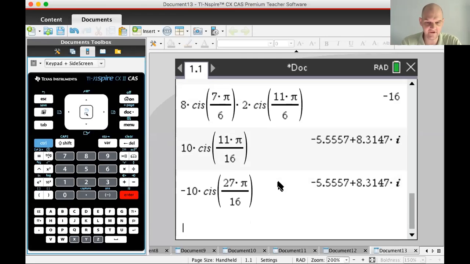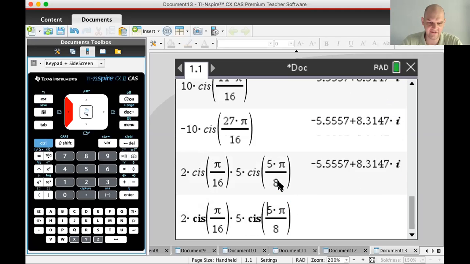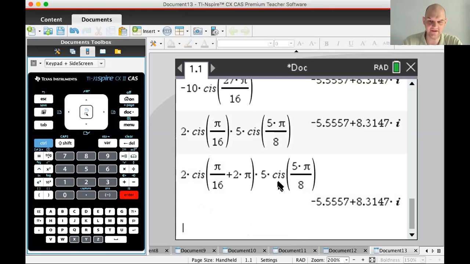So let's see, if I do, so what did I get? 2 cis pi over 16 times 5 cis 5 pi over 8. Do I get the same value? If I do, then that is a correct answer, and it is. And here you can see I can add 2 pi. That's like checking our plus 2 pi n thing.